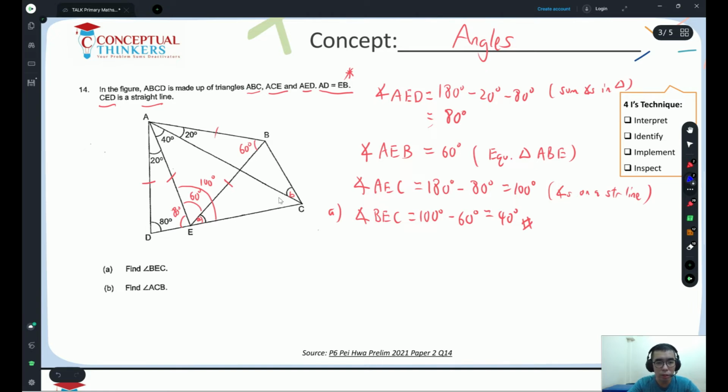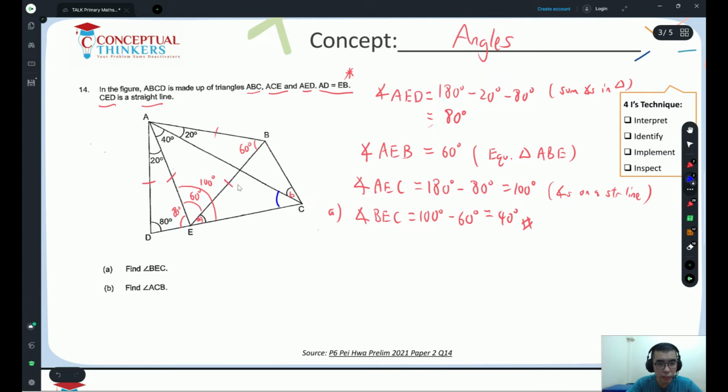So this made me ponder whether I should focus on other things, like maybe I can identify more isosceles triangles or equilateral triangles. So based on that, I look at other angles like ACE. So I'm looking at ACE. I'm going to find what this angle here is.